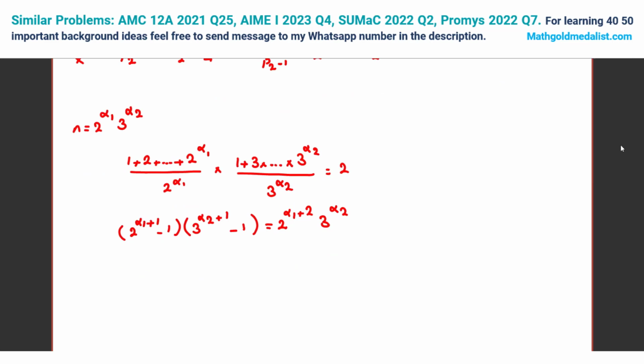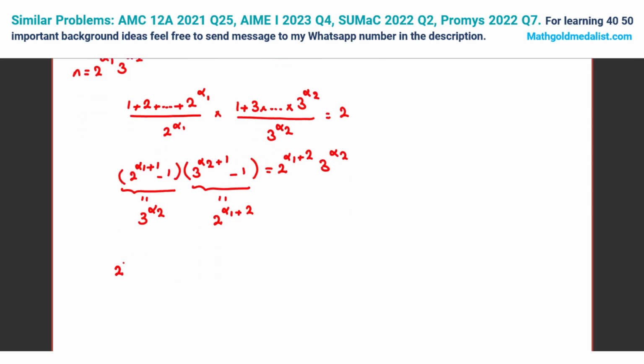Now we can say this number is an odd number. So it should be 3 to the alpha 2, because here it's not a multiple of 3. Again, this one is relatively prime to 3, so it should be 2 to the alpha 1 plus 2.